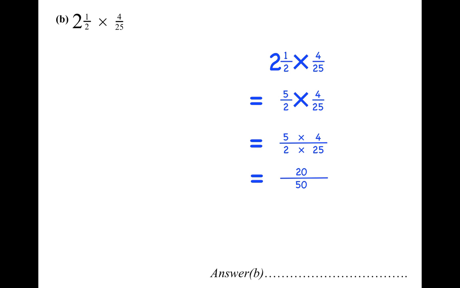Now, of course, that can be reduced because 20 and 50 both divide by 10. So we divide everything by 10/10, which is just the same as dividing by 1. So the thing's not getting any bigger or smaller, we're just writing it in a different form. So dividing by 10/10, we can reduce that to 2/5. So the answer is 2/5.